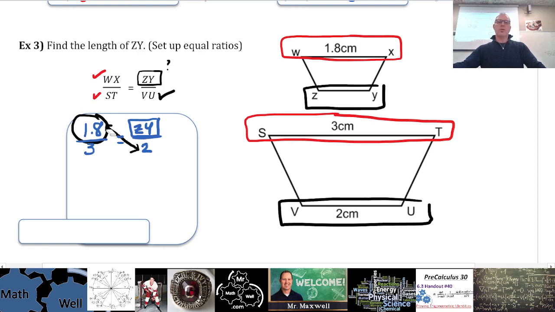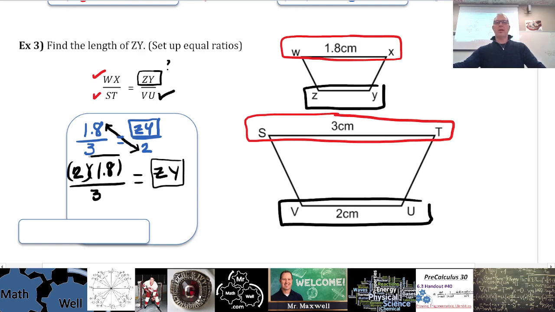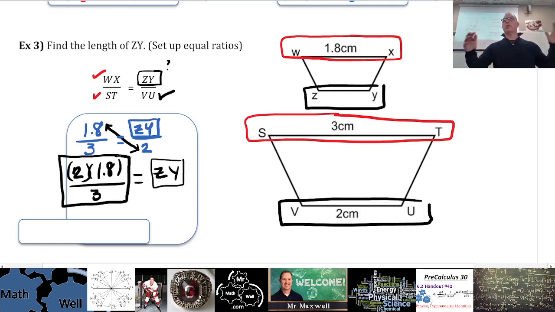Which means that when we cross multiply in this fashion, that's going to give us 2 times 1.8, and then this is still divided by 3. I'm going to leave that 3 there because now I've isolated, or got all by itself, my missing side. So this is how you find the value of the missing side. So we cross multiply.